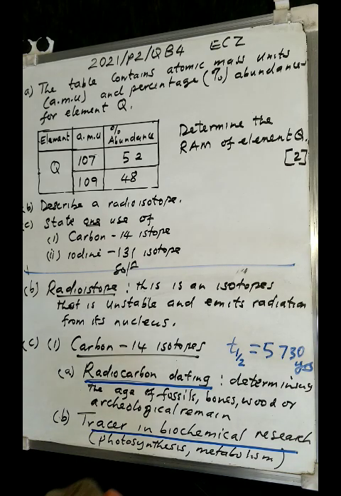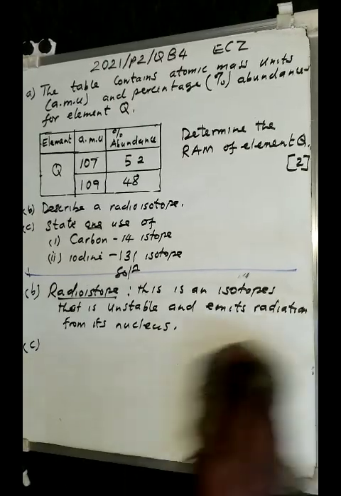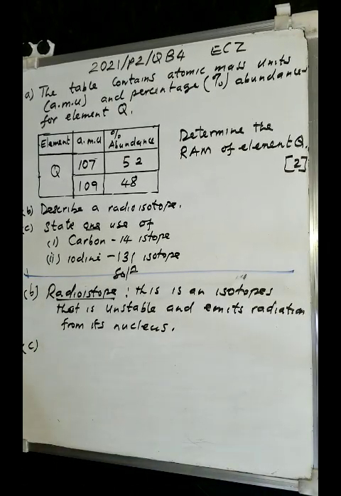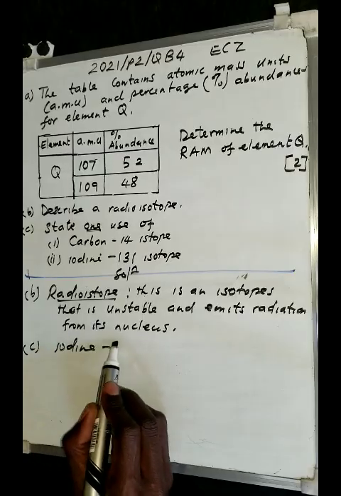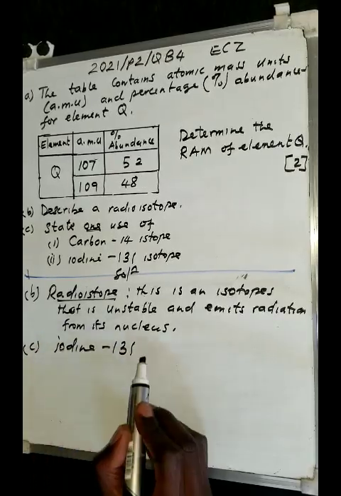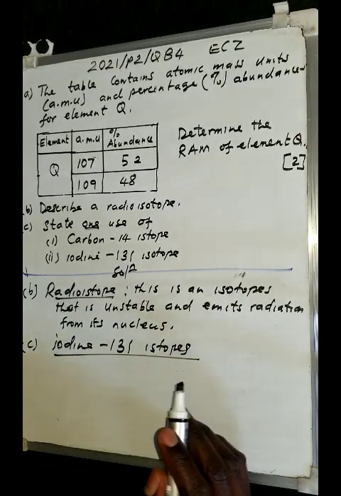They can use radiocarbon dating. All right, let's move on and look at C2, the uses of iodine 131. So what are the uses of the iodine 131 isotope in this case? What are some of the uses?